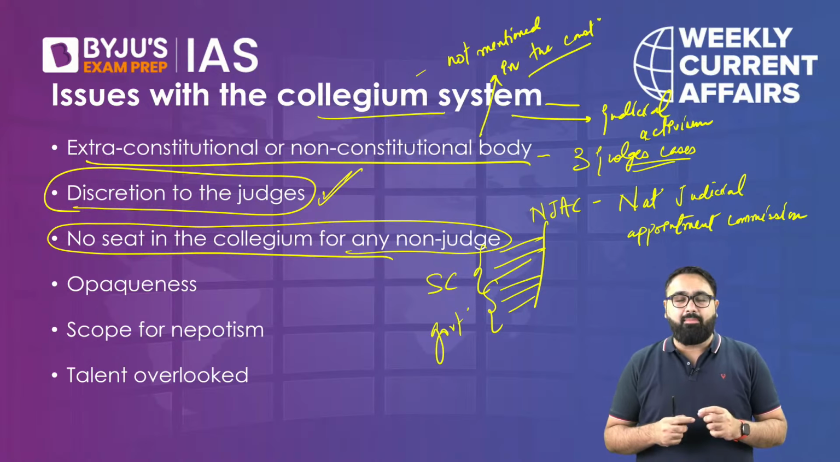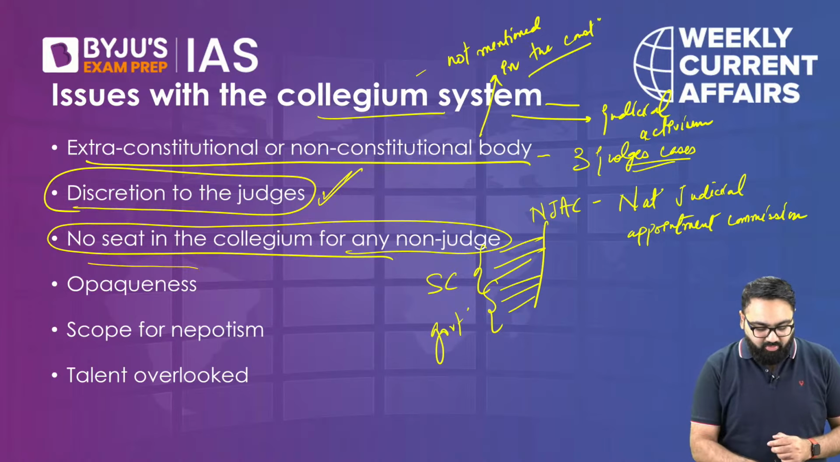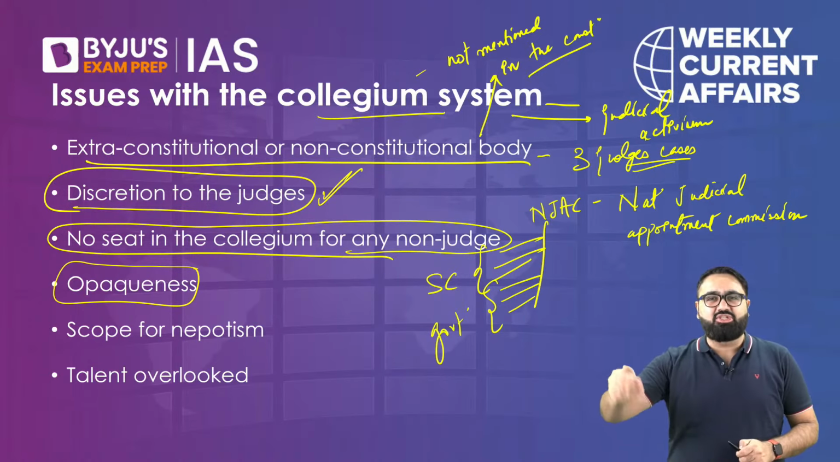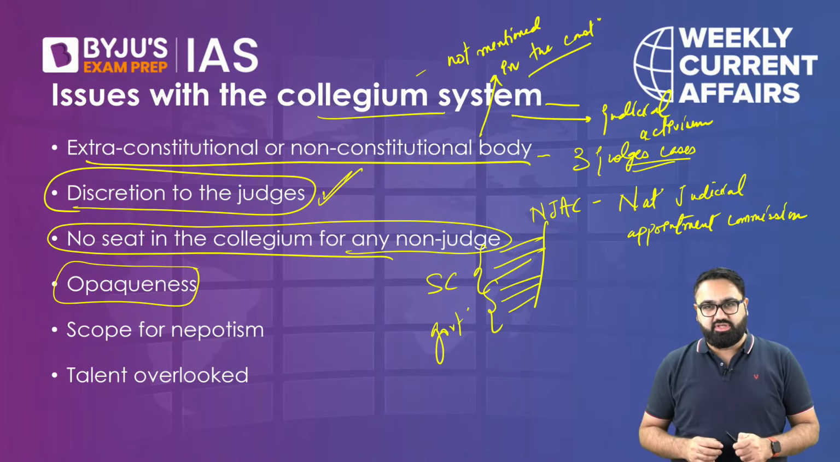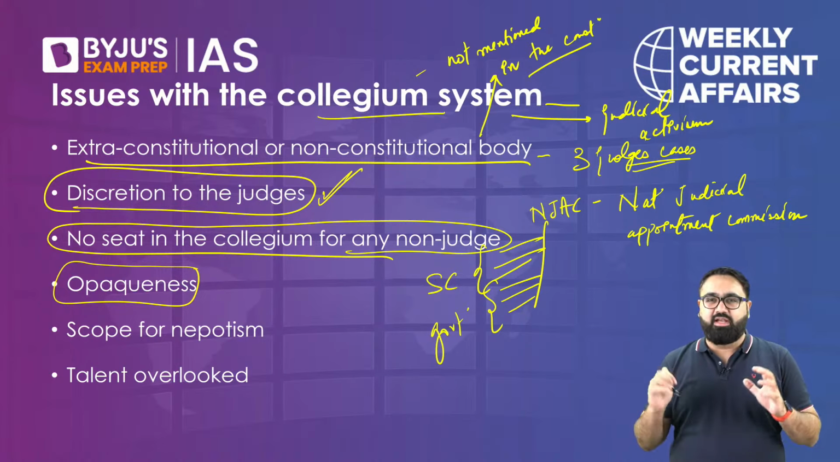The collegium, in the manner that it works today, is also considered as a very opaque kind of a body. Why? See, when the collegium has to decide who shall be the next Supreme Court judge, they actually have to see who fulfills the eligibility criteria.